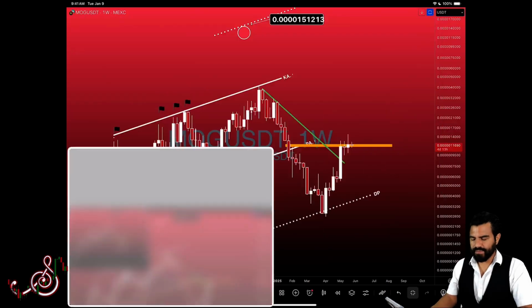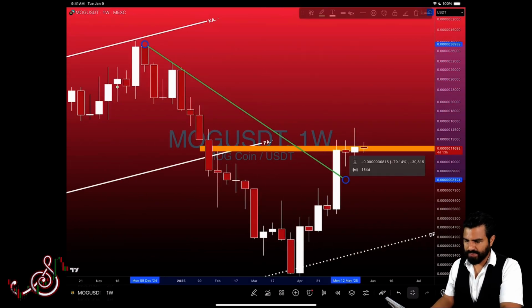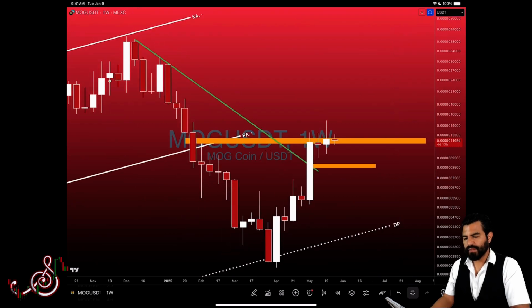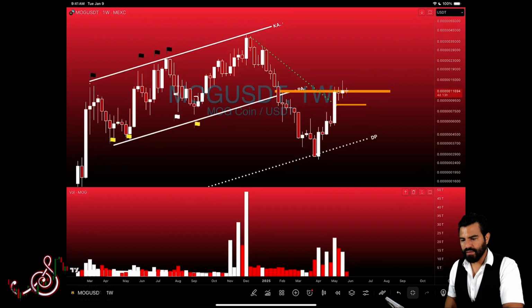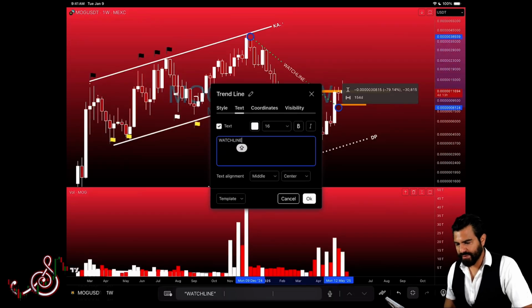Okay, so this is the DP on the bottom, and this is approximately where we should be getting some kind of support. I'm going to draw a smaller sword cut based on here, and it's going to be our watch line. We already passed that, so we don't need to call it watch line. Just leave it as an angle.